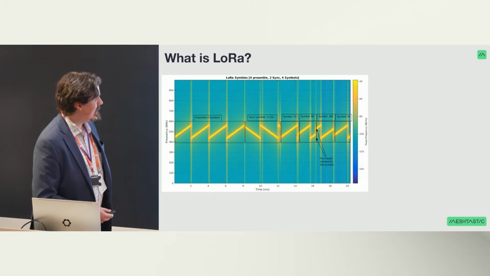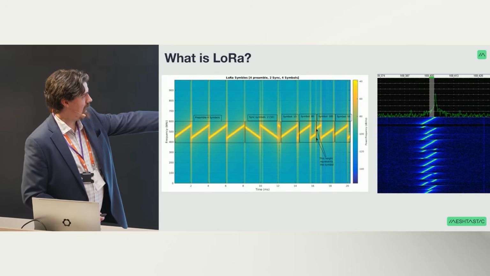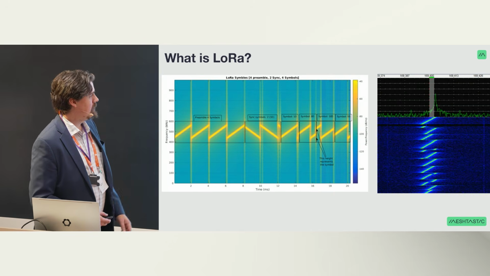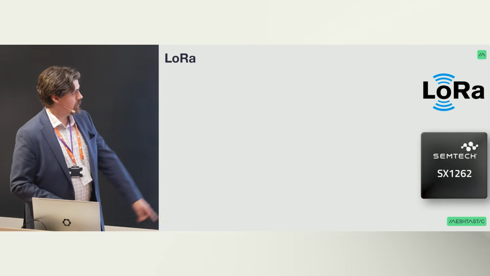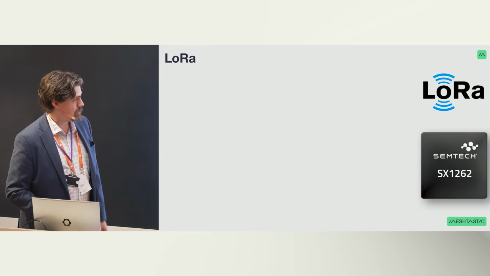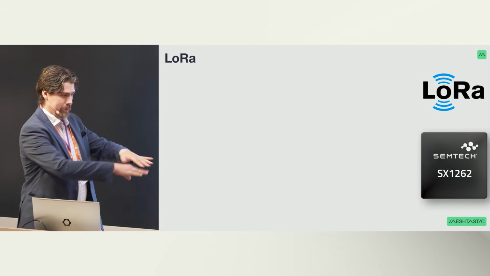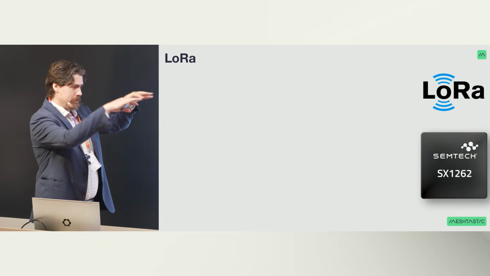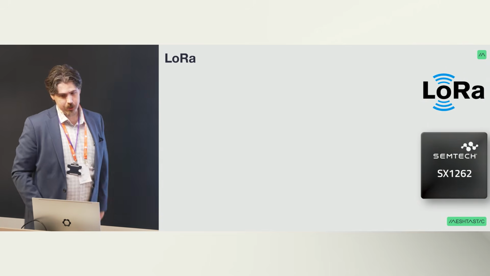So what is LoRa? Well, it's basically this and that on an SDR. It's a way to take information and put it on radio waves, and it's made by a company called Semtech. One of the most popular chips is the Semtech SX1262. You may have heard of LoRaWAN. LoRa is the actual physical layer. LoRaWAN is a layer on top of that. We said we don't want to use LoRaWAN, but LoRa itself is pretty cool.